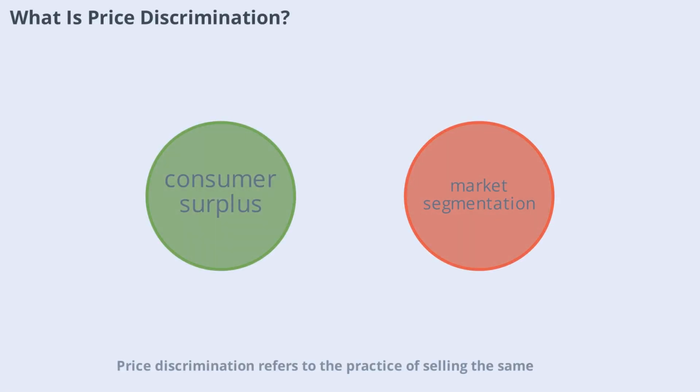Price discrimination refers to the practice of selling the same product or service at different prices to different groups of people. This isn't about offering discounts or sales to everyone. It's about targeting specific groups based on their characteristics or behaviors. For example, students and seniors often get special pricing for movie tickets or public transportation. The goal for firms is to capture as much consumer surplus as possible, turning it into additional revenue.